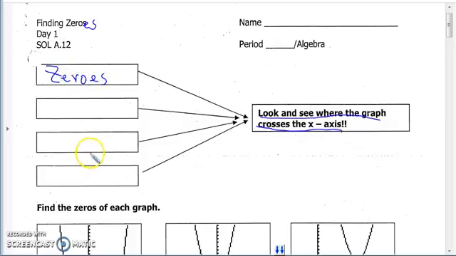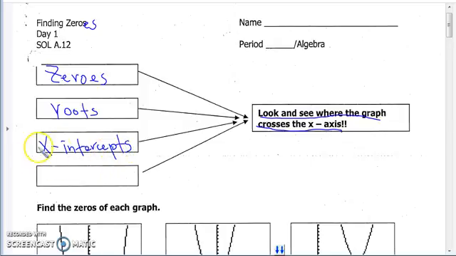it means y equals 0. That's the zero of a function. Another word for zeros is roots. So when they ask you to find roots, R-O-O-T-S, they're asking you to find zeros of a function. Also, another word for finding zero is x-intercepts.